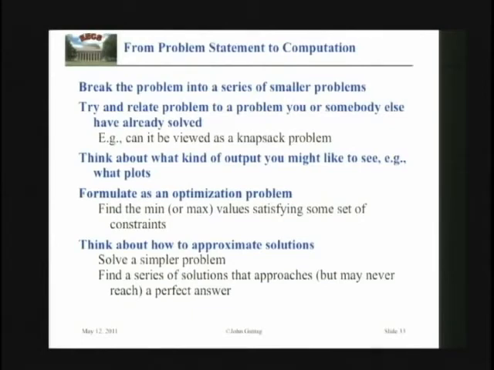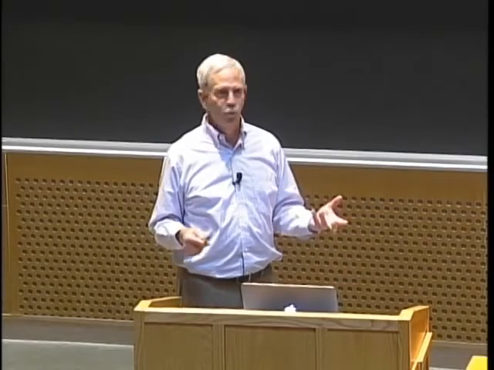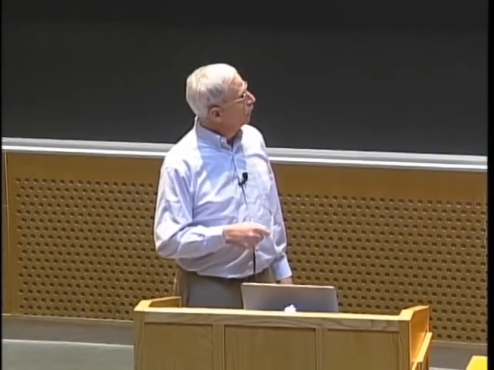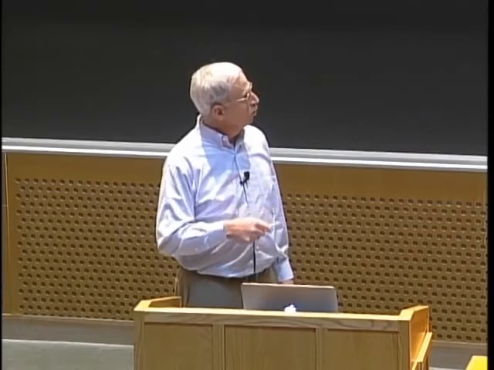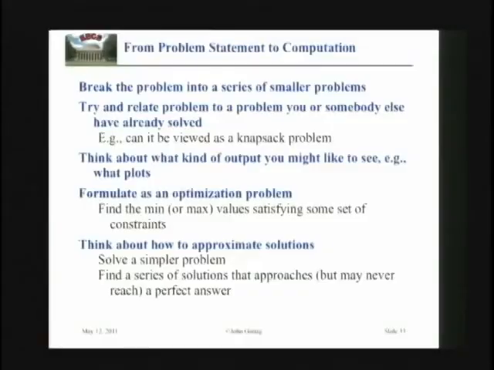Often you can formulate things as an optimization problem. Pull back, say, well, can I formulate this as finding the minimum or maximum values satisfying an objective function and some set of constraints? If I can, it's an optimization problem, and therefore I know how to attack it. And don't be afraid to think about approximate solutions.